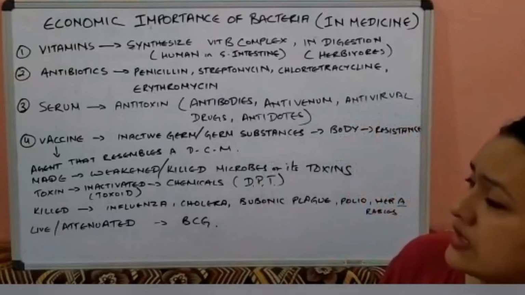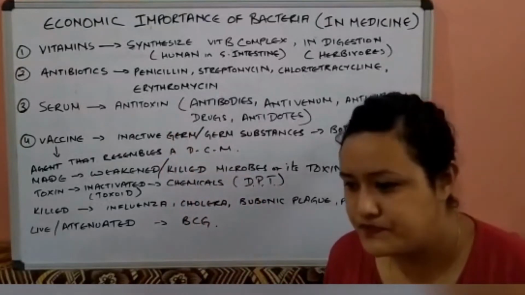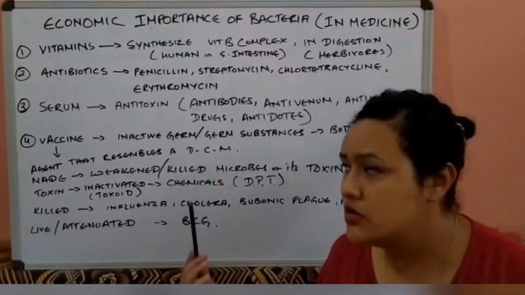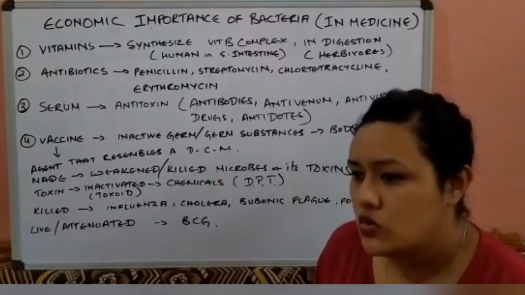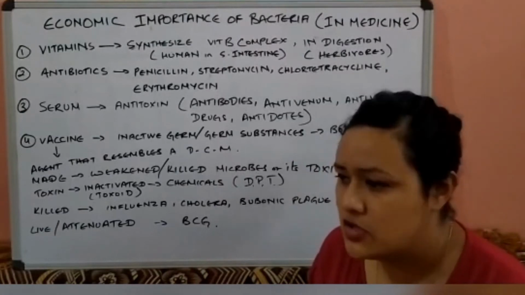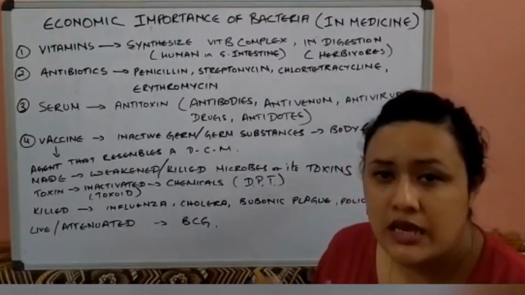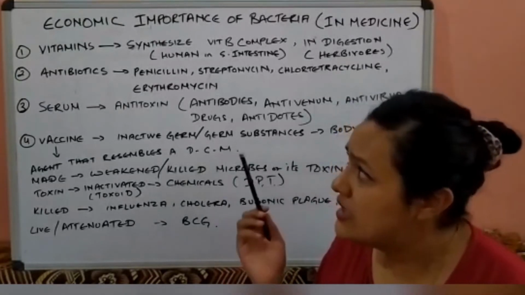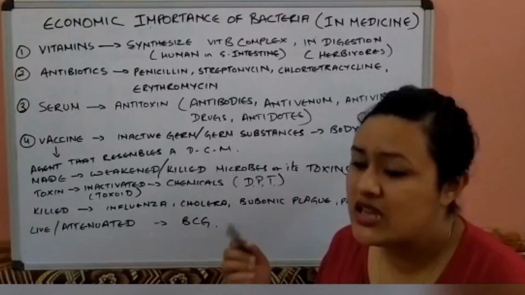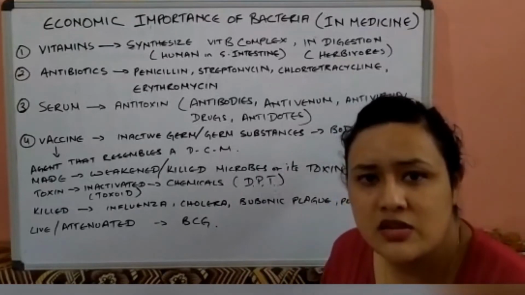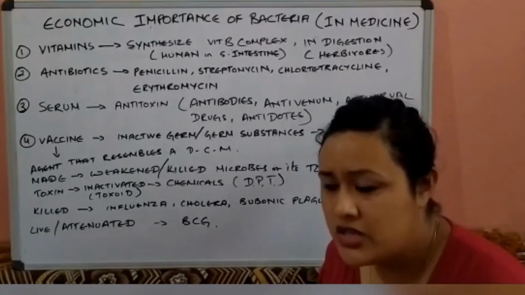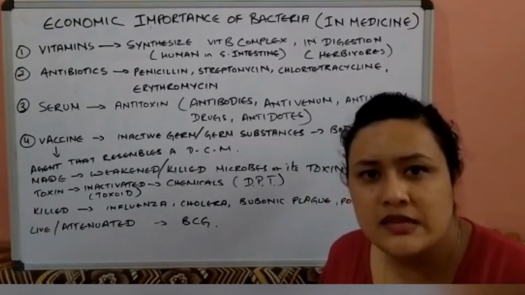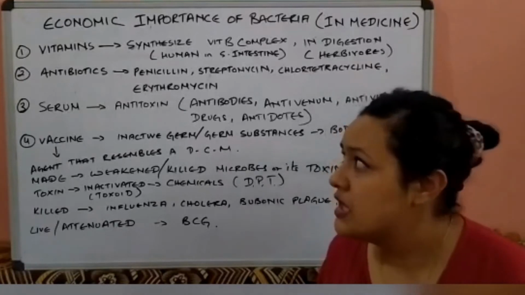Now second is antibiotics. You are familiar with this topic, no? You have heard this term, yes or no? So what is an antibiotic? You should know that first. Antibiotics are chemical substances produced by living organisms, and these antibiotics kill the microorganisms that cause diseases in our body, or slow down the growth of the disease-causing organisms also.